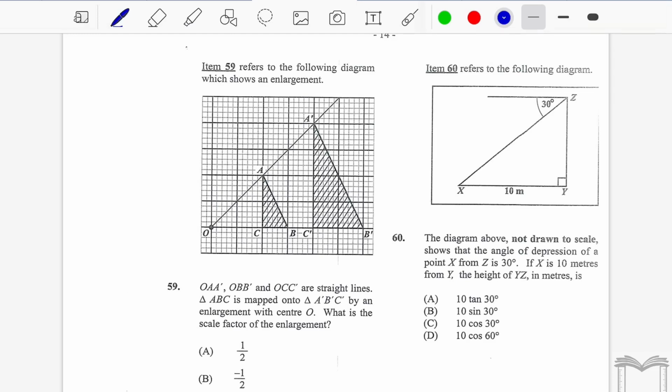Number 59. Item 59 refers to the following diagram, which shows an enlargement. So we are seeing that we have several points for the two triangles. Triangle ABC is mapped onto triangle A prime, B prime, C prime by an enlargement with center O. What is the scale factor of the enlargement?